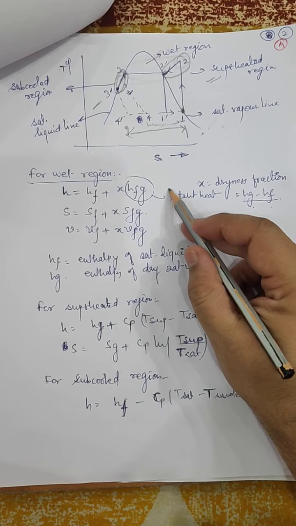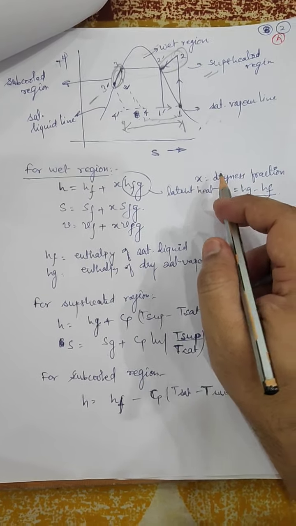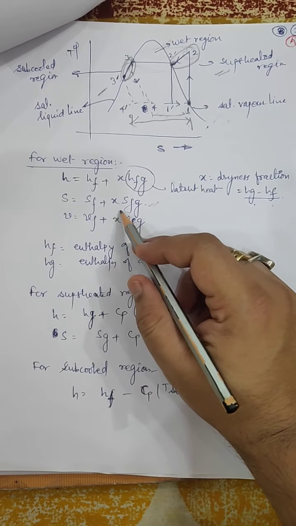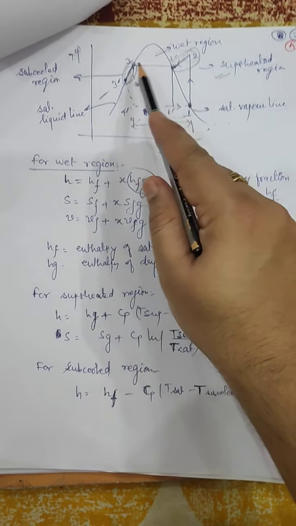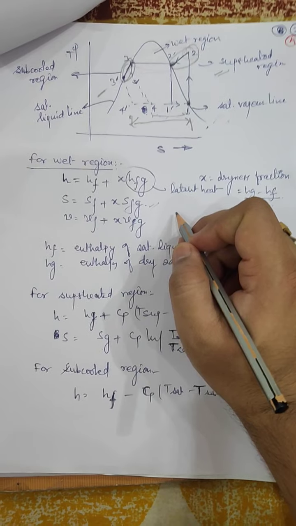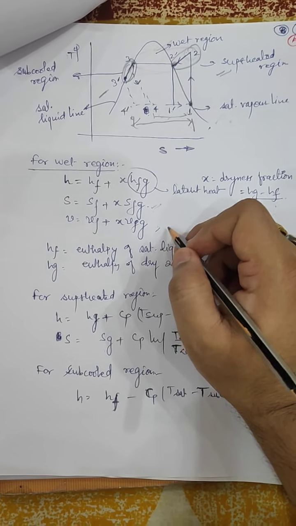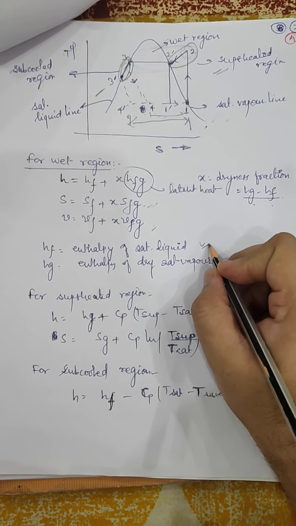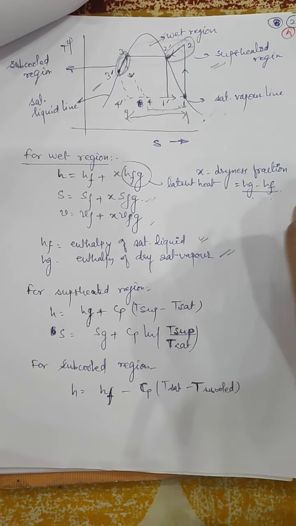So this is also known as your latent phase, that is the heat required for the phase change. Similar is for the entropy calculation as well, that entropy at any point within the wet region, within this vapor dome, may be calculated as S is equal to SF plus X SFG. Similar is the case for the volume as well, VF plus X VFG, where HF is the enthalpy of the saturated liquid, as I already discussed, and enthalpy at the dry saturated vapor Hg.